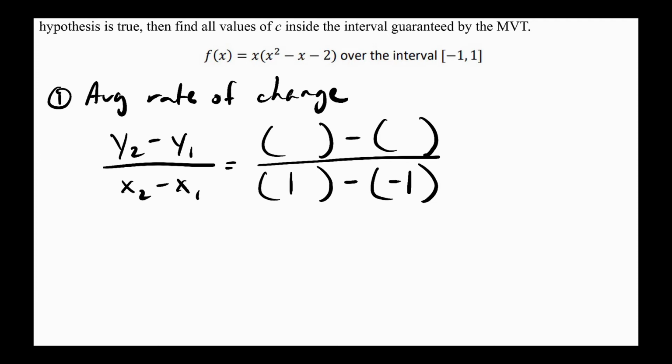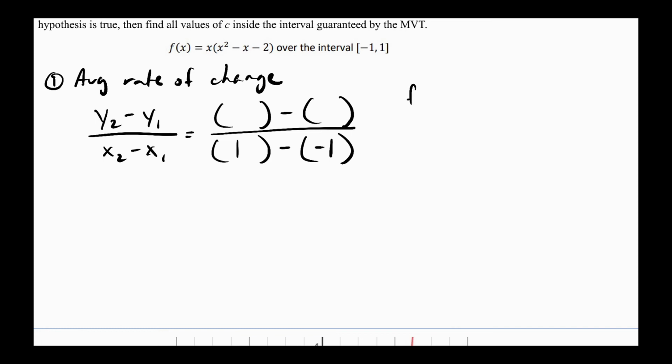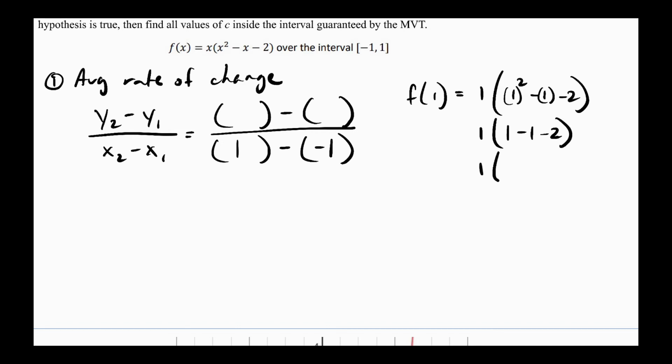Okay, so I have Y2 on top. That's the finishing point. How do I find the Y coordinate for the finishing point? I have the X coordinate, it's 1. How do I get the Y coordinate? There you go, plug it in. Plug 1 into the function. So f of 1 equals 1 times 1 squared minus 1 minus 2. So we get 1 times 1 minus 1 minus 2. So that's 1 minus 2 times minus 2, which is -2. All right, that's Y2.